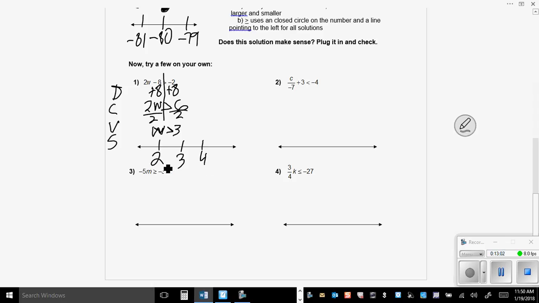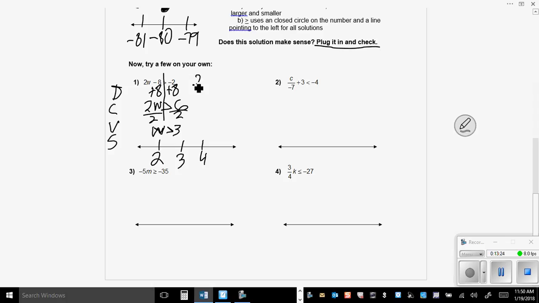So I'll put 3 there, I'll put 4 there. Now, if we read the directions, it says plug it in and check. What does that mean? Does your solution make sense? Plug it in and check. Well, let's look. We said that in order to make this inequality true, W must be greater than 3. Well, 4 is greater than 3. Let's plug it in and see if it works.